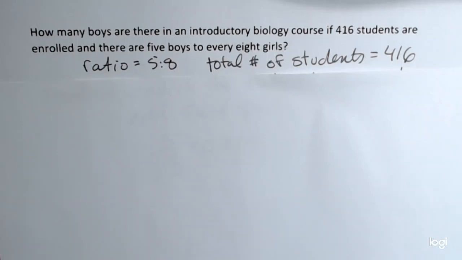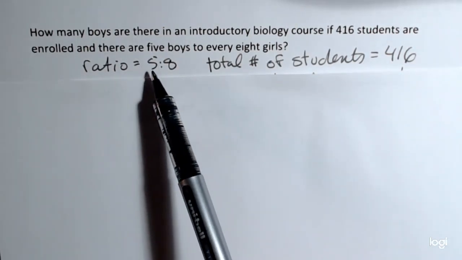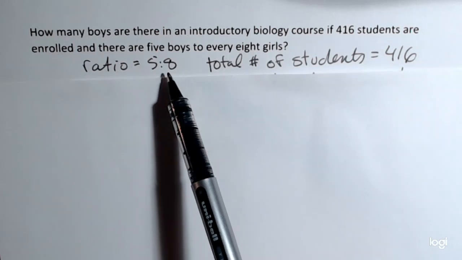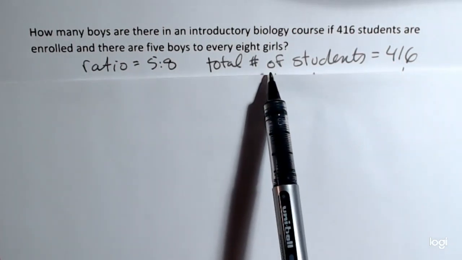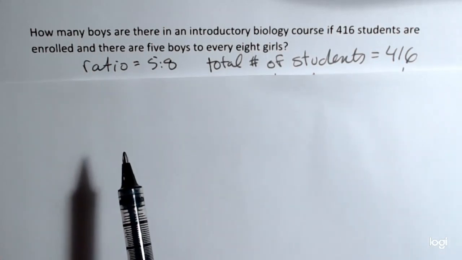How many boys are there in an introductory biology course if 416 students are enrolled and there are 5 boys to every 8 girls? So we're given a ratio in this problem, 5 to 8, 5 boys to 8 girls. And we're also given that we have a total number of students of 416.